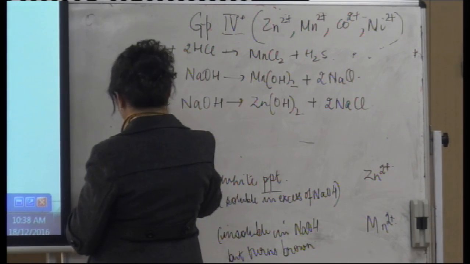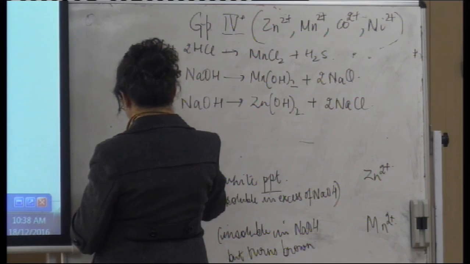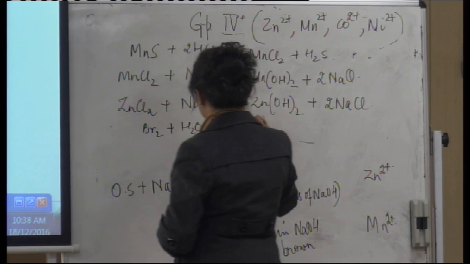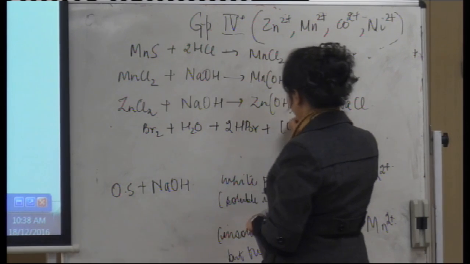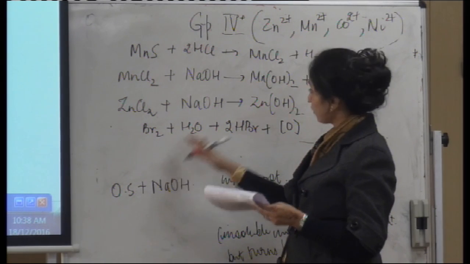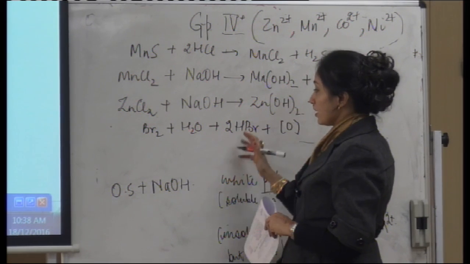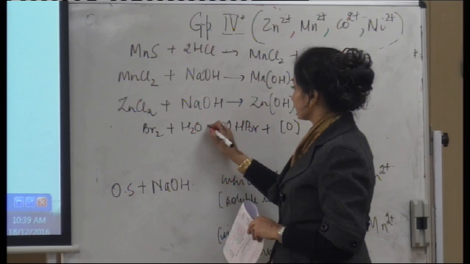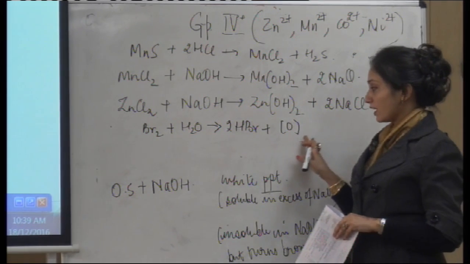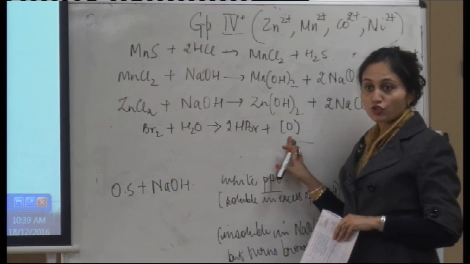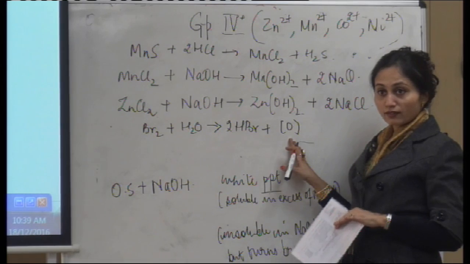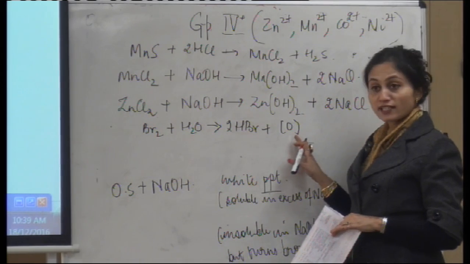And you can even add bromine plus water to create 2HBr plus, oh, this is your bromine water. This bromine water is added to your manganese hydroxide precipitate. Remember that bromine water helps in the creation of nascent oxygen. This type of oxygen, which stays single-handedly on its own, is known as nascent oxygen.